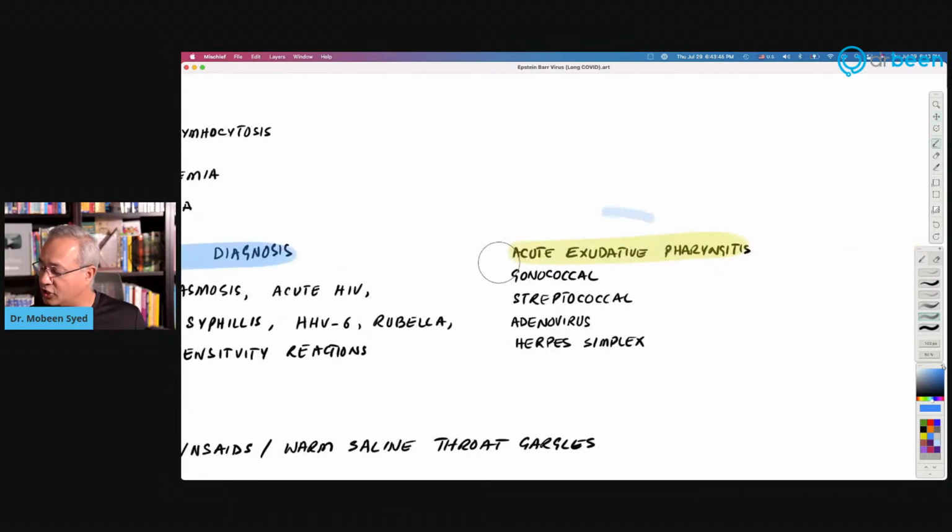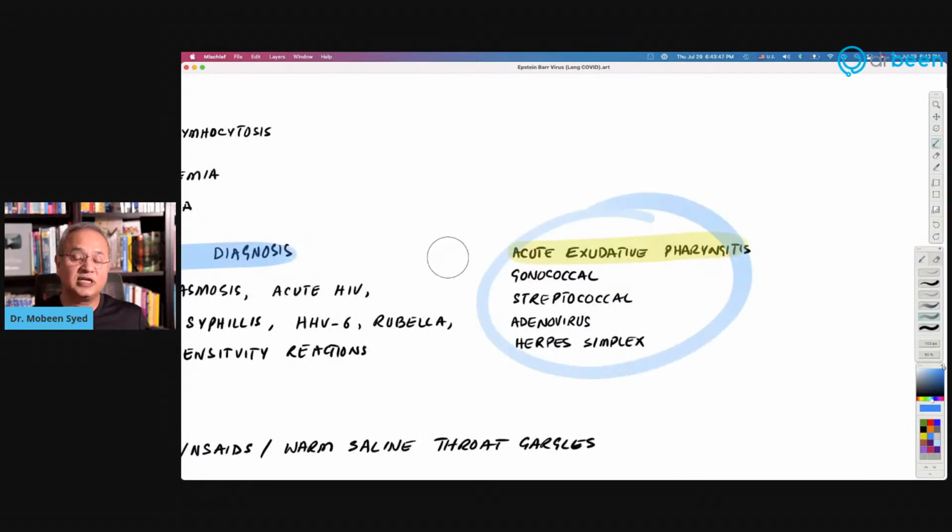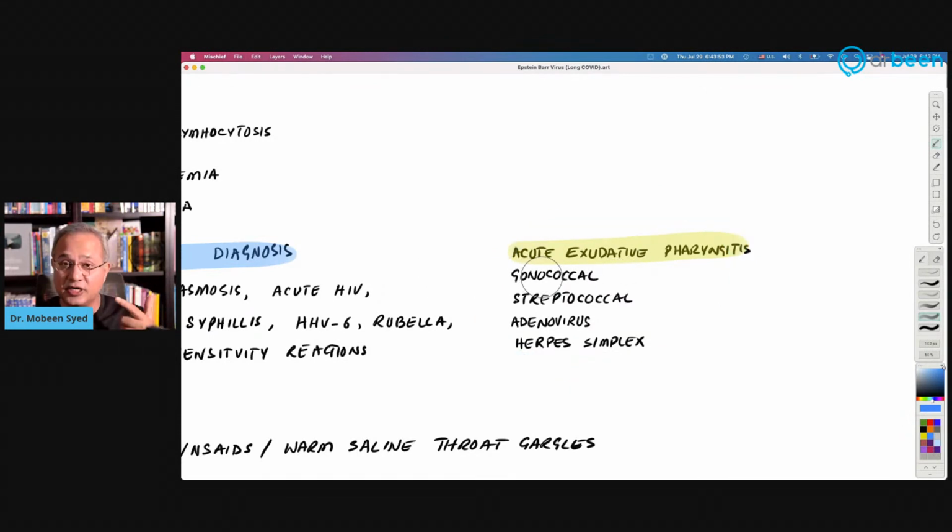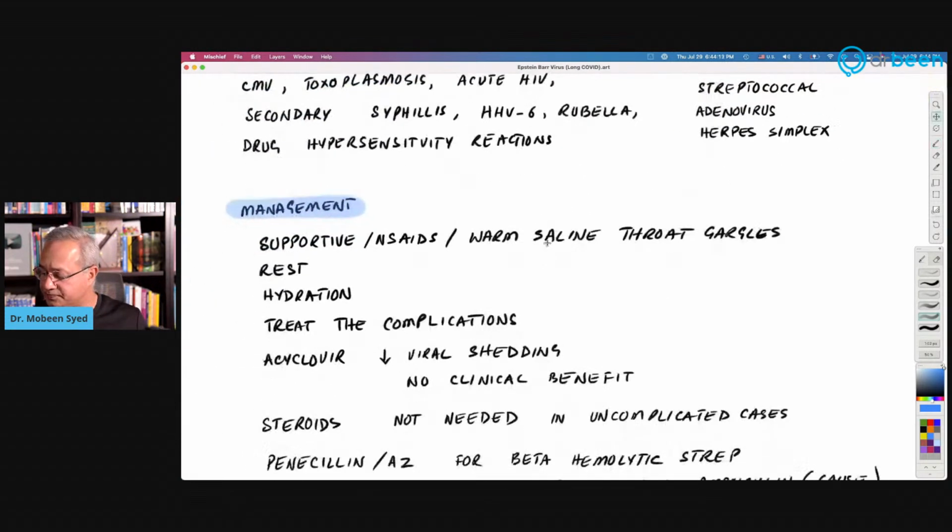Now, for the acute exudative tonsillitis and pharyngitis, the sore throat part, if it is exudative, that means you can see those whitish, yellowish plaques on the pharynx and the tonsils. That could be gonococcal or streptococcal infection. There could be adenovirus infection. There could be herpes simplex infection. So there are some other pathogens that would do that too.